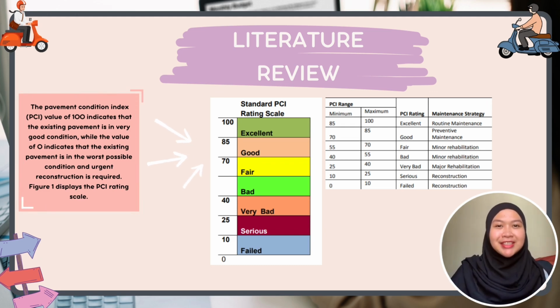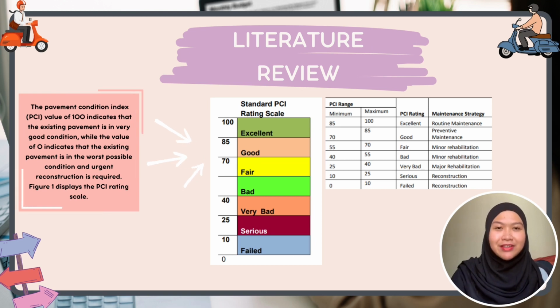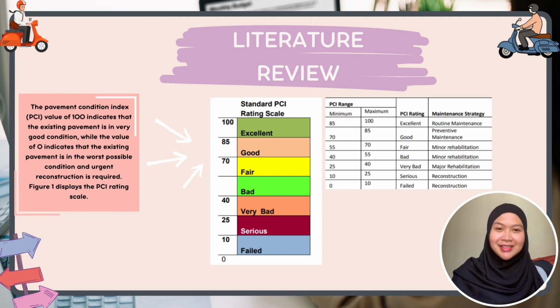As shown here, a pavement condition index (PCI) value of 100 indicates that the existing pavement is in very good condition, while a value of 0 indicates that the existing pavement is in the worst possible condition and urgent reconstruction is required. Figure 1 displays the PCI rating scale.